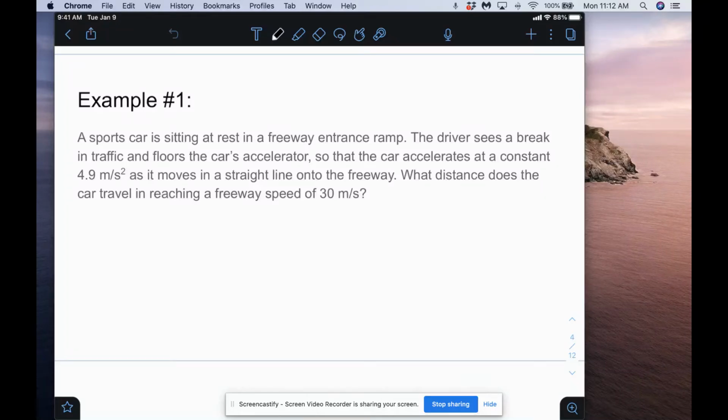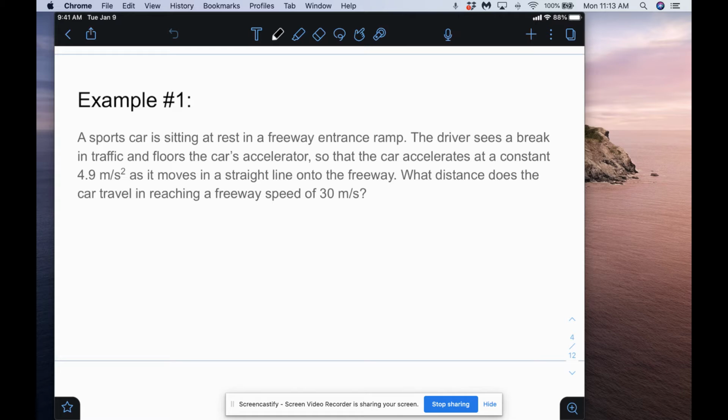Hi everyone, so this is going to be our first example for those constant acceleration problems. So again, with our steps for how to solve a physics problem, I'm going to read through this once and then follow the steps from there. So we have a sports car sitting at rest in a freeway entrance ramp. The driver sees a break in traffic and floors the car's accelerator so that the car accelerates at a constant 4.9 meters per second squared as it moves in a straight line onto the freeway. What distance does the car travel in reaching a freeway speed of 30 meters per second?